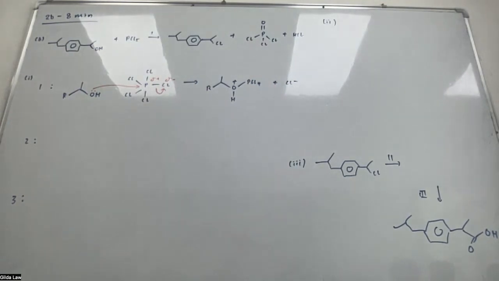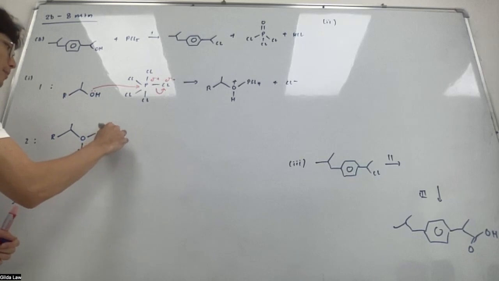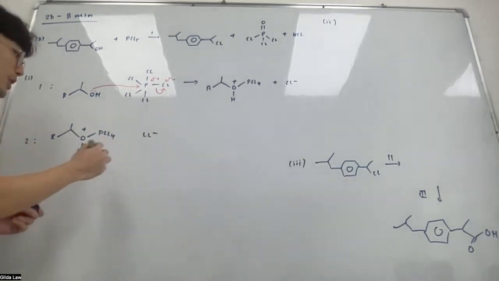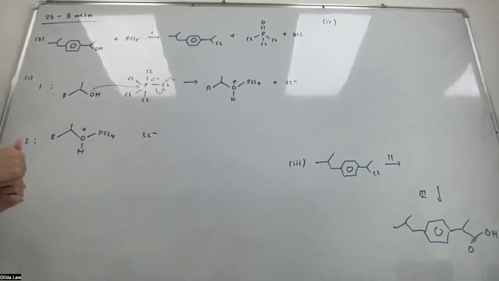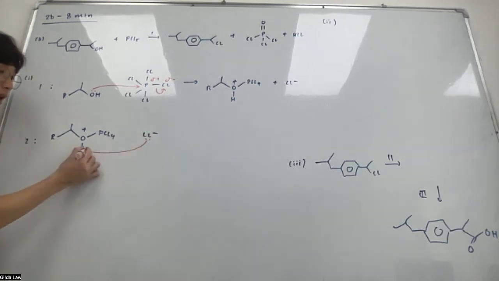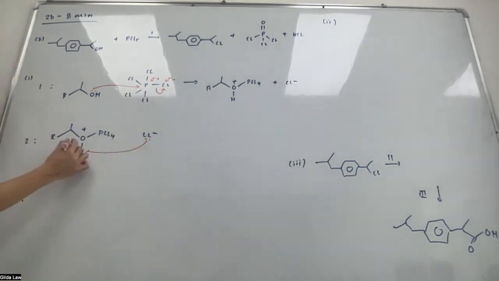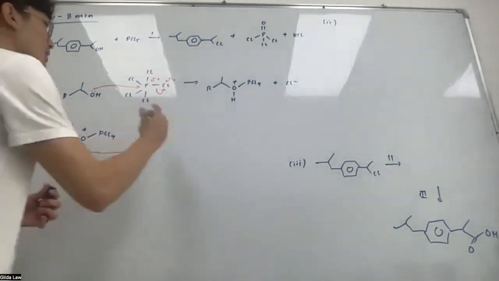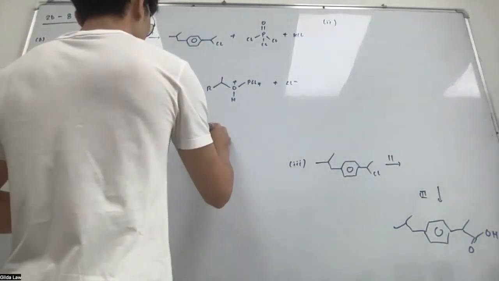Done. Moving on to step 2, just bring your intermediate down. Step 2 is a lot simpler because they told you what the Cl minus is used for. The Cl minus is used for deprotonating the H. So just do the same thing here. Lone pair on Cl minus attacks the H, and then the bond pair goes back to the oxygen who needs it. That's your second step. Done. So you have this now.